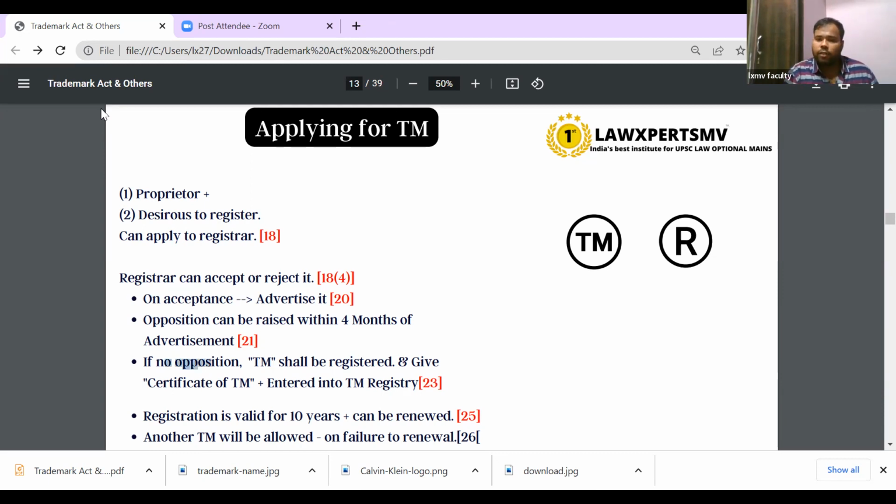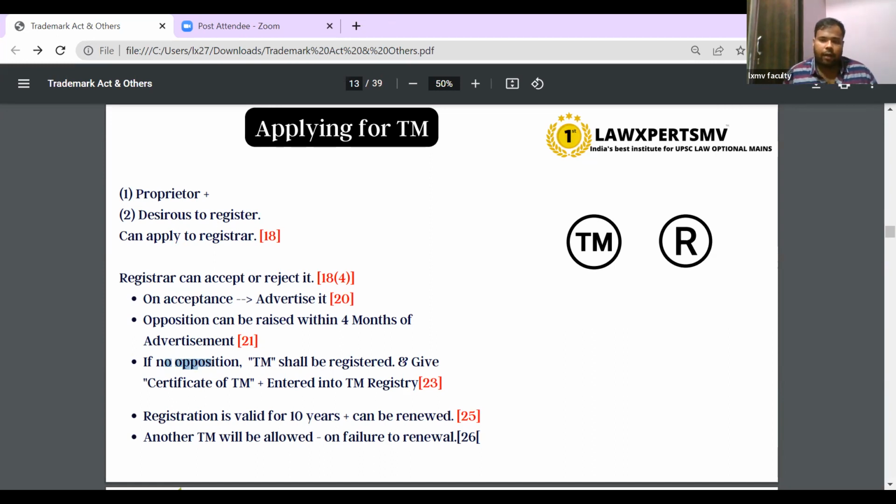So if there is no opposition, the trademark will be registered, and the registrar will give you a certificate of registration, and it will be entered into the register which he is supposed to maintain. This registration is valid for the first 10 years, and after that he has to renew it. He has to pay the renewal fee every 10 years. If he fails to renew his trademark, then another trademark can be allowed on the same name. So you have to make sure that you renew it perpetually, continuously. There is no issue with that.